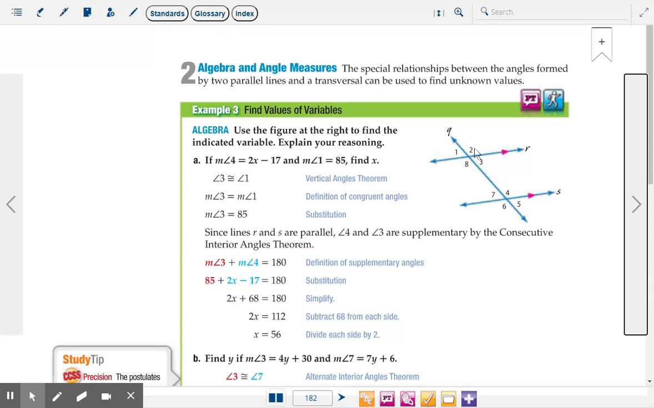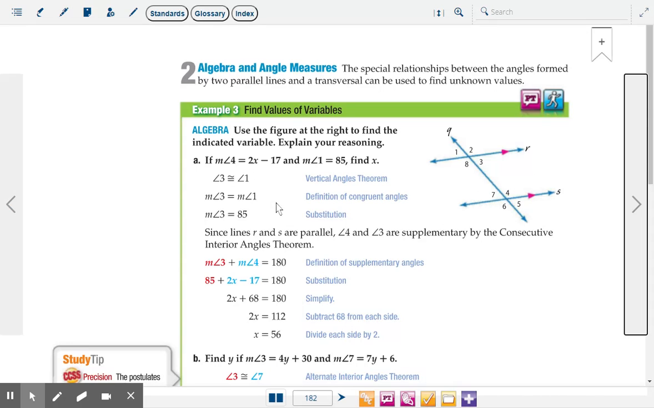Okay, so I'm looking for what's the relationship. I don't have a direct relationship between 1 and 4, but I can do like 1 and 3. They're vertical, so they're congruent. 3 and 4 are consecutive interiors. Or, you know, I have lots of options. 1 and 7 are corresponding, they're congruent. So 7 is 85 degrees. 7 and 4 are a linear pair. Add up to 180, are supplementary. So again, 180 minus the 85 is 95. This 2x minus 17 equals 95.